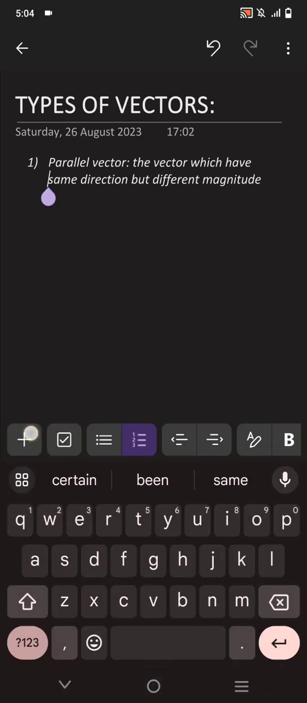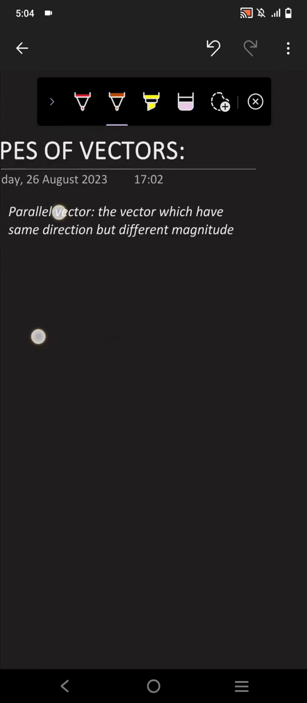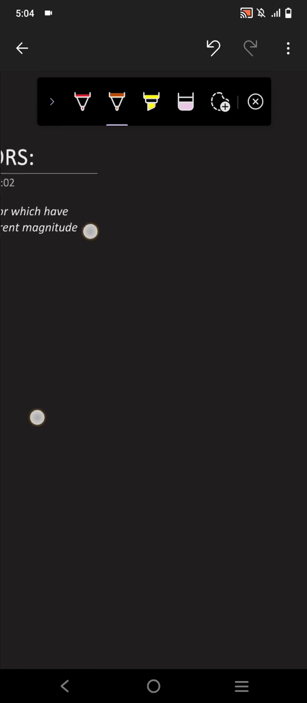Hello everyone. So today in this video we're going to be looking at the types of the vector. I have written the first type of vector. Let's just study. Before going ahead, I just want to tell you some important points related to vector. I hope you're going to study and look at this. So first of all, let's see how we can represent a vector.